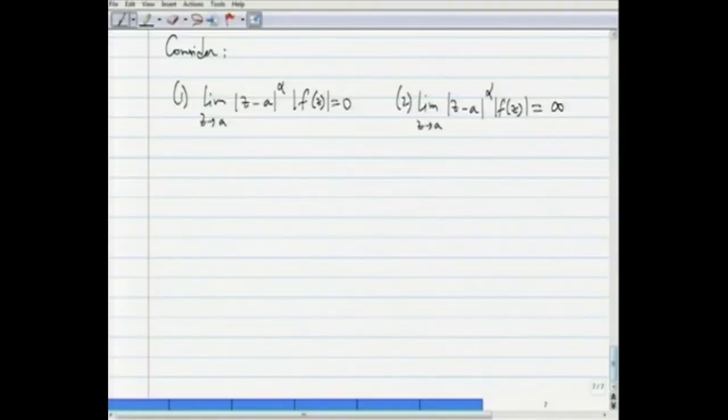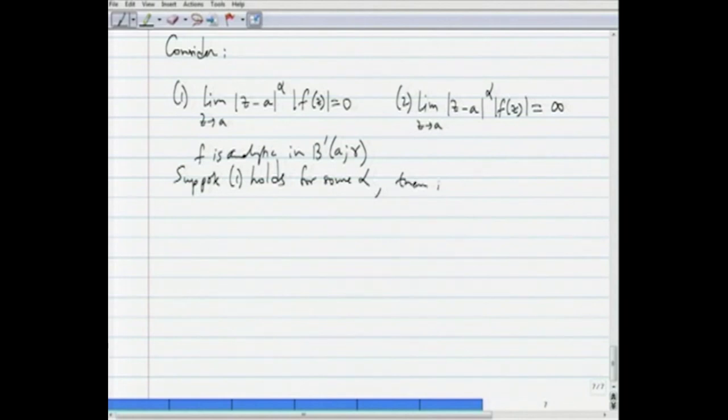So, we will examine these two more closely. Let us first suppose that one holds for some alpha. So, given a function f, suppose one holds for some alpha. Here we are working under the supposition that f is analytic in B prime of A, R for some R positive.